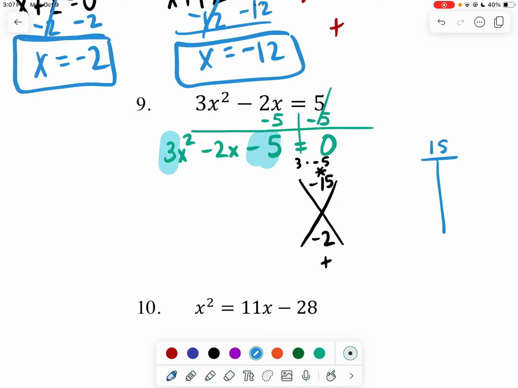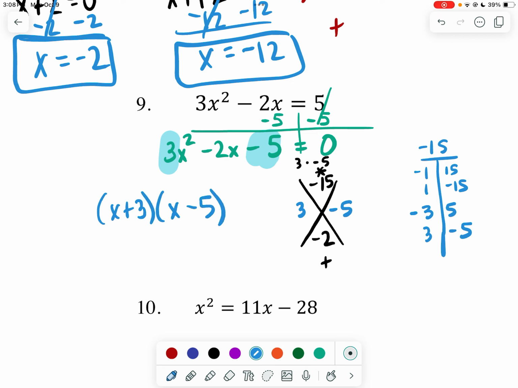So if I go through my pairs of numbers that multiply to negative 15, just jot some down. So far, neither of those are going to add to negative 2. Well, I could also have 3 and 5. So if I do negative 3 and positive 5, the bigger number is positive. That means that would add to 2. I want negative 2, so that tells me I just have to change my signs. So 3 and negative 5. Okay, that doesn't mean I'm done yet. So now that means I have x plus 3 and x minus 5.